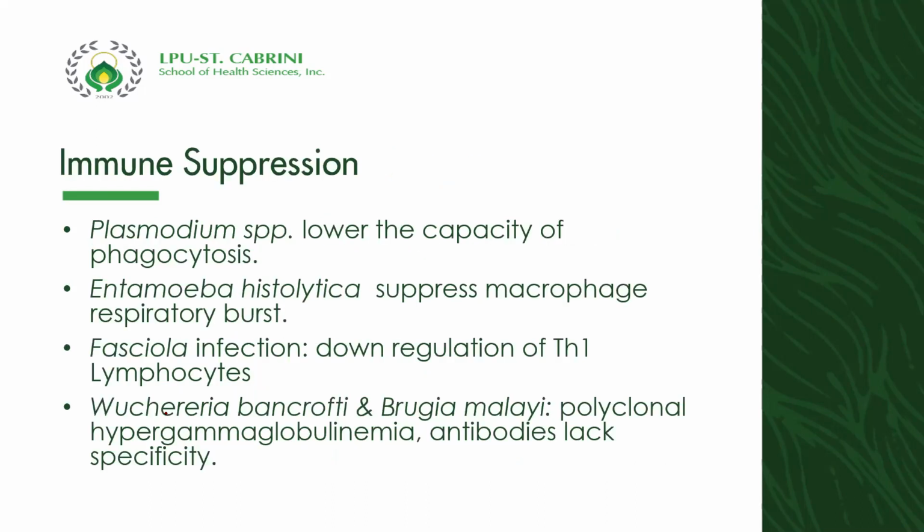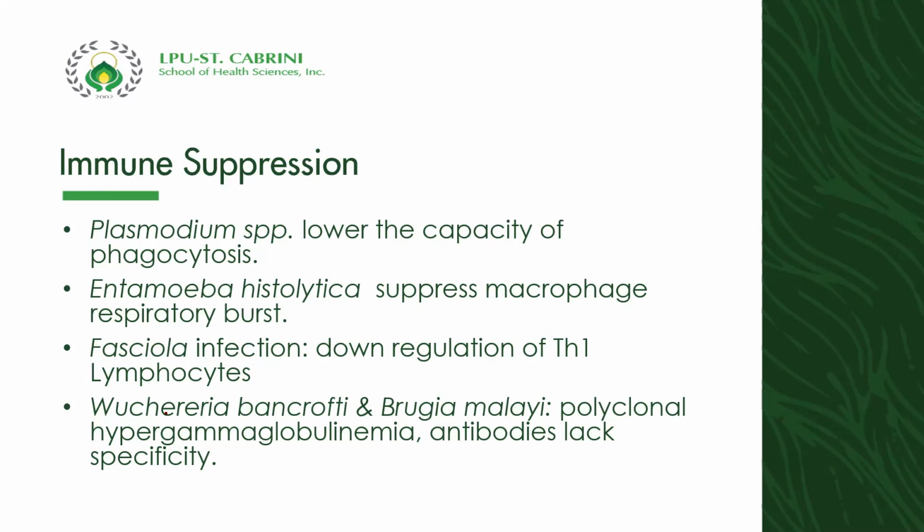Now, how about immune suppression? Remember, guys, that there are parasites that can reduce the immune function of the macrophage. Now, what will happen if the parasites are capable of reducing the function of the macrophage? It results in a lower capacity of phagocytosis and effective processing of antigen. In this case, we have Plasmodium species. Plasmodium species has the capability to lower the capacity of phagocytosis. That is why they are able to invade the RBC.